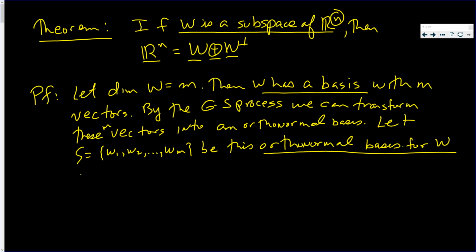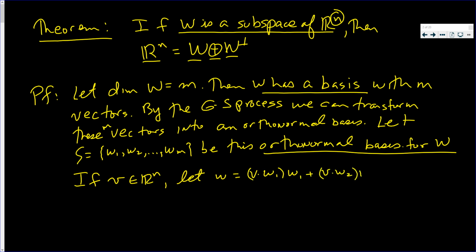So now here's what we need to do. If v is a vector in Rn, we're going to let w equal v dot w1 times w1 plus v dot w2 times w2 all the way down to v dot wm times wm. And we're going to let u equal v minus w.